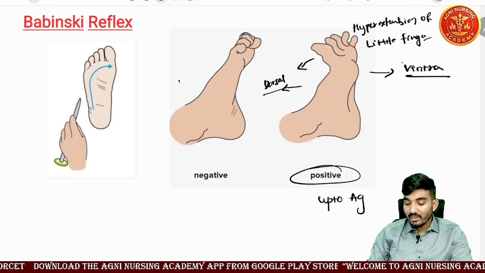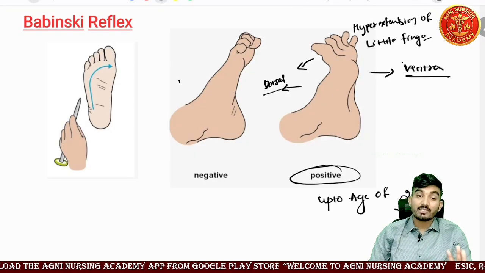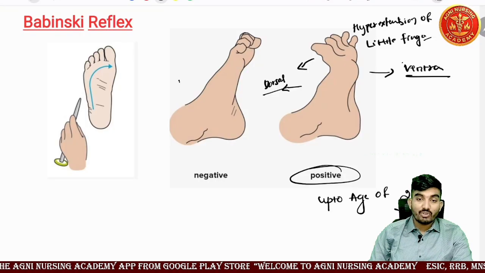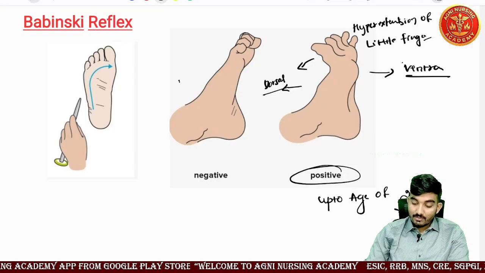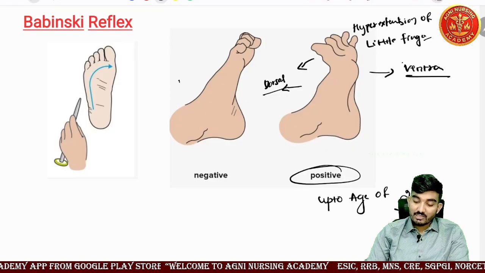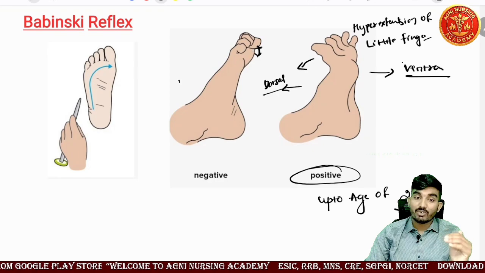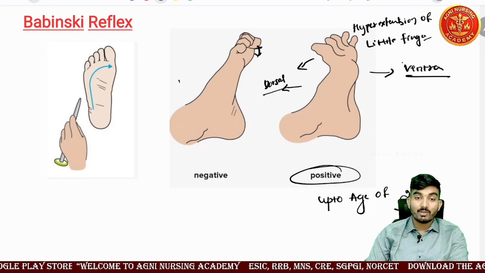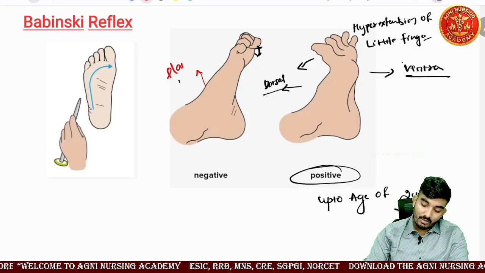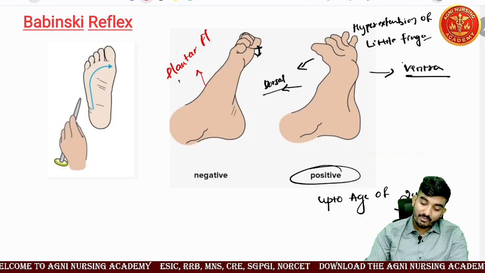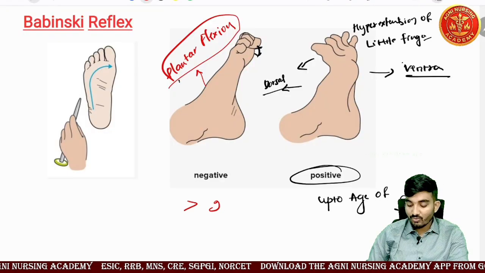up to the age of 2 years. The positive Babinski reflex is normal up to the age of 2 years. After the age of 2 years, there is flexion of the little toes and the big toe. Both flexion movements occur. That will be called plantar flexion, and that is normal after the age of 2 years.